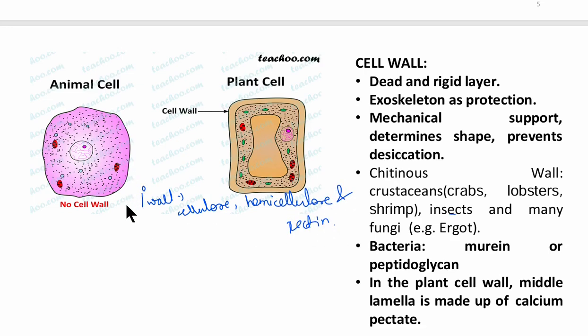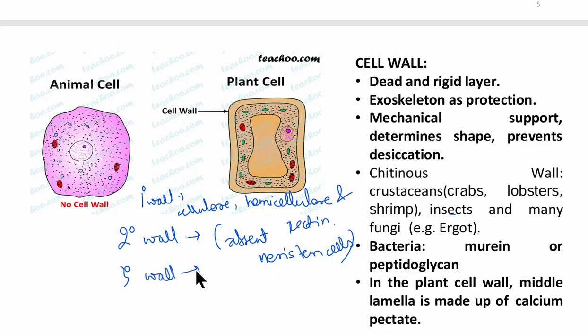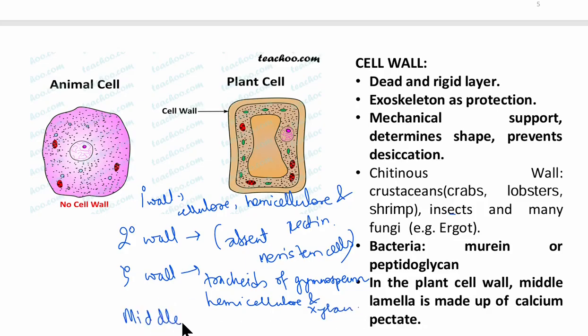Likewise, another is the secondary wall. Secondary wall is rigid and thick, and it is composed of cellulose, hemicellulose, and pectin, but it is absent in case of meristem cells. Meristem cells lack a secondary wall. Likewise, the tertiary wall is present only in tracheids of gymnosperms, which is composed of hemicellulose and xylan.